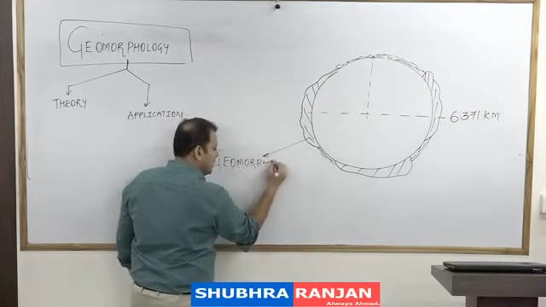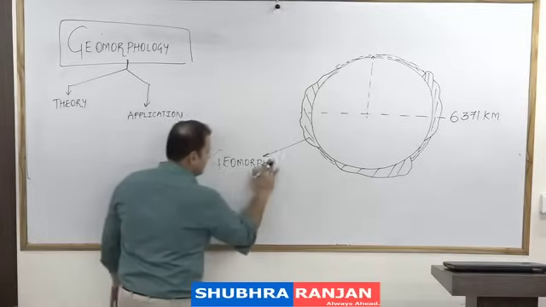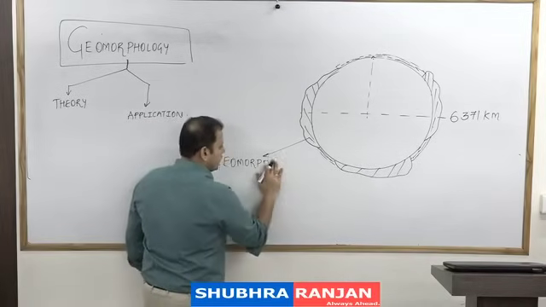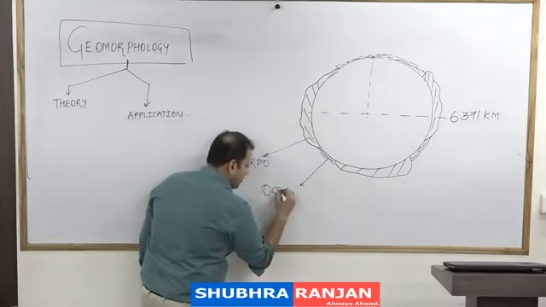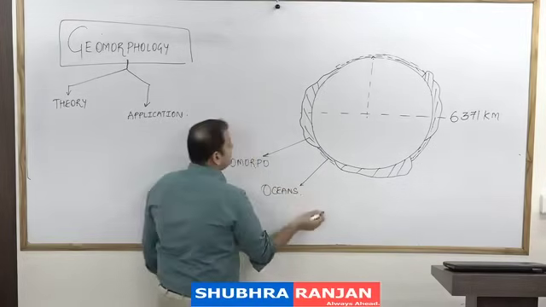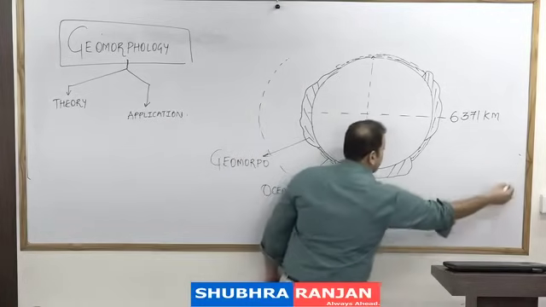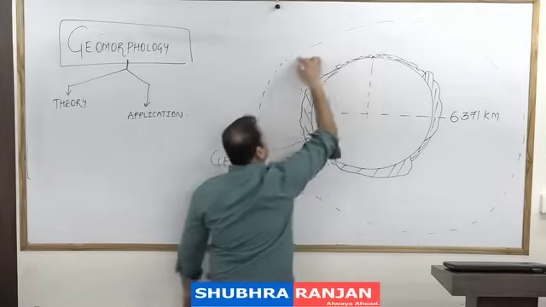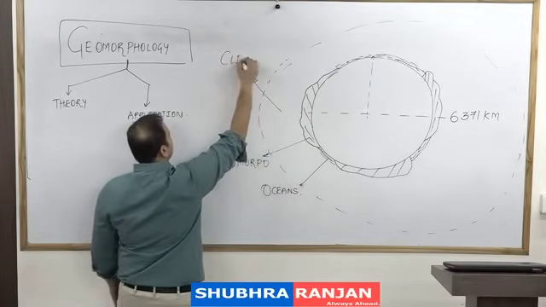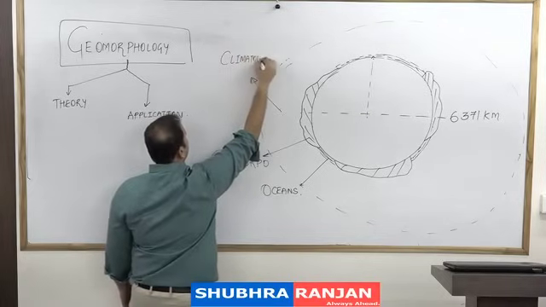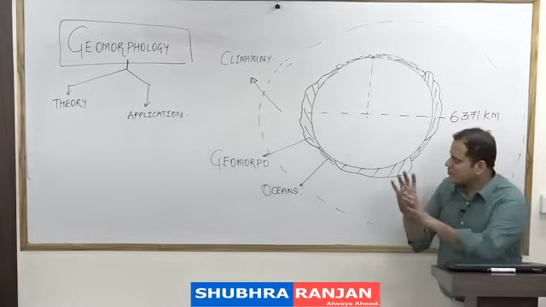Why is there a mountain, what is the mountain, whether there is a chance of earthquakes, etc. is what is geomorphology. The study of these water bodies is oceanography. And the study of an envelope of gases which is surrounding the earth and its impact is what is climatology. There are numerous gases which surround the atmosphere, and this is what is climatology.